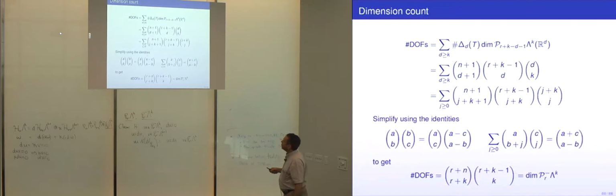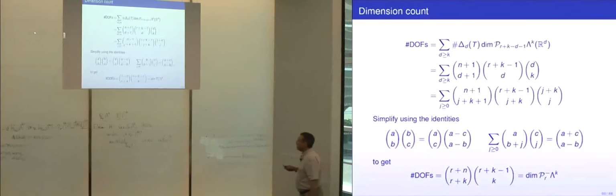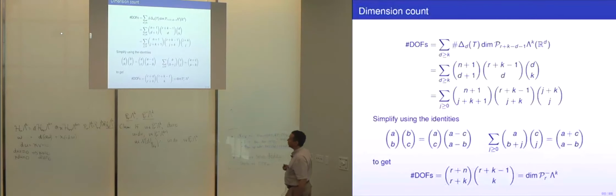Now I just do a change of the summation index. Instead of d greater than k, I replace d by j plus k, and j is greater than or equal to 0. So n plus 1 choose j plus k plus 1, r plus k minus 1 choose j, j plus k choose j. Then I use the same two identities I used before, namely the trivial one, AB, BC is AC, A minus C, A minus B, which you just write out. And the second one comes from matching terms in the binomial expansion.